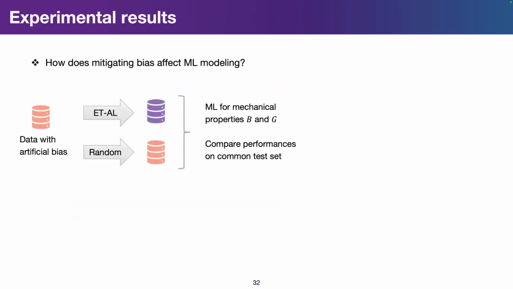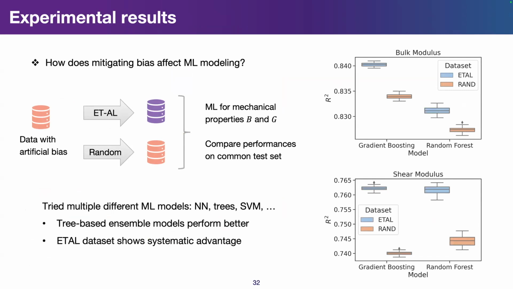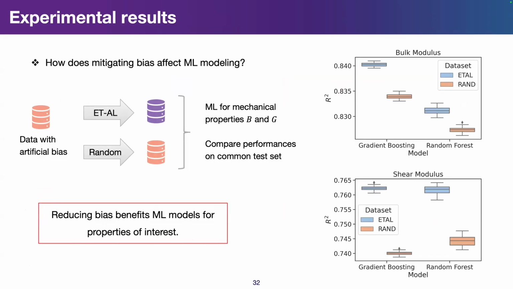The next question to explore is, how does mitigating bias affect machine learning? To do that, we use the datasets collected by both methods to train machine learning models for two mechanical properties, bulk modulus and shear modulus, and compare their performance on a common test set. We can see that the dataset collected by ETAL shows a systematic advantage. And this tells us that reducing this structure stability bias is benefiting machine learning models for other properties of interest.